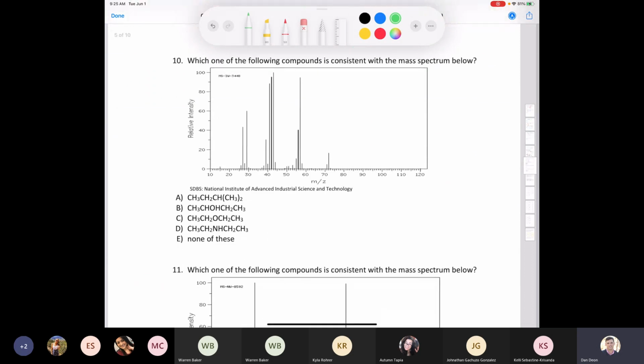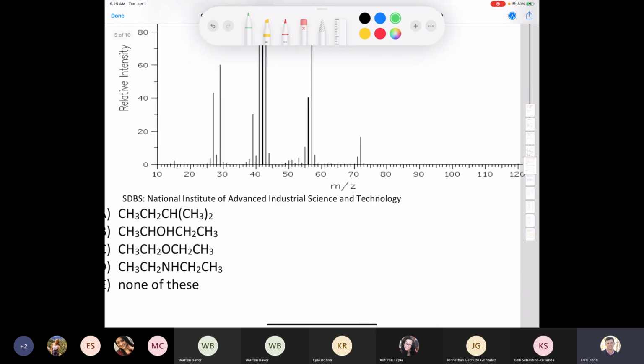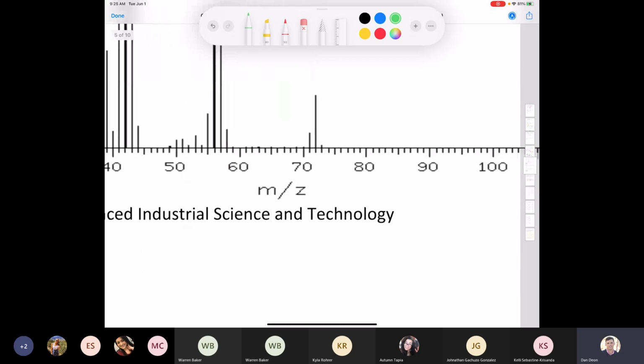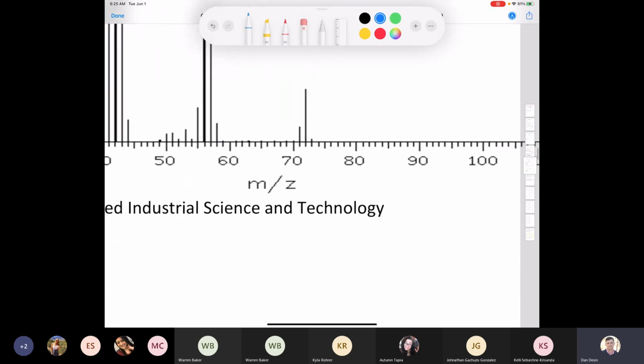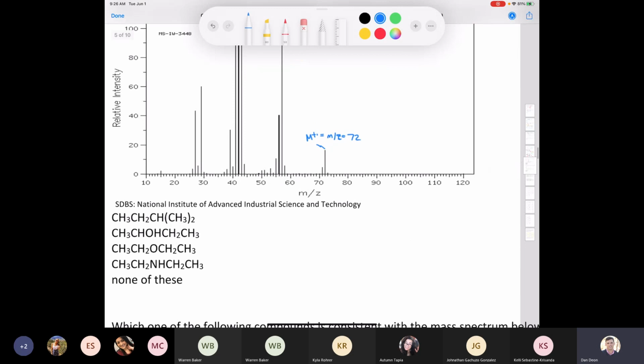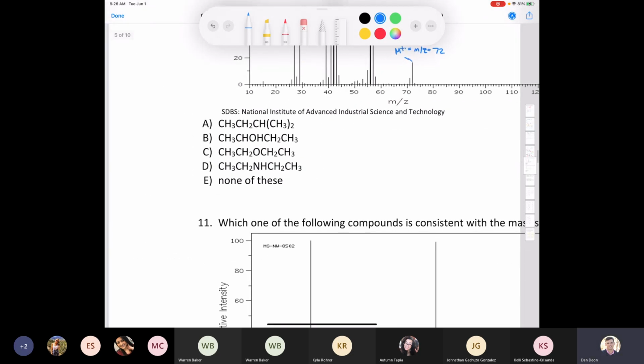Which one of these mass spectra is consistent with which of the compounds below? Let's look for the molecular ion here. So we have 70, 71, 72. We got a tiny little n+1 peak here. So this is our molecular ion, which has a mass overcharge that's equal to 72. So it's got an even mass. So that means I can scratch out D because D has an odd number of nitrogens.